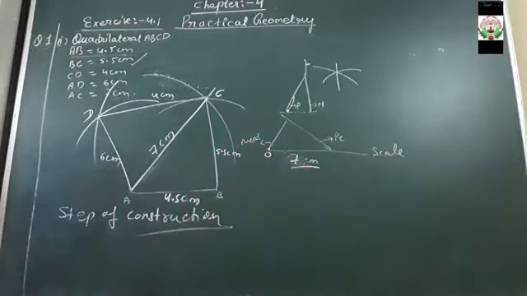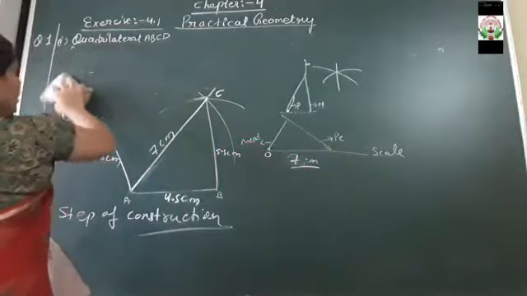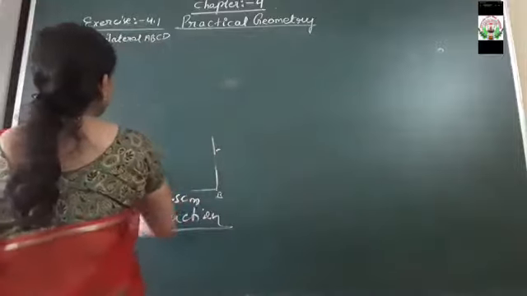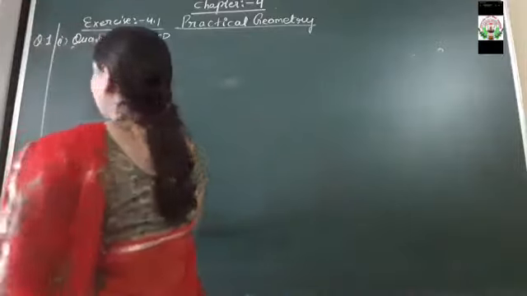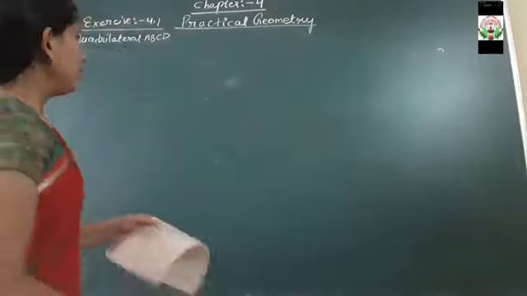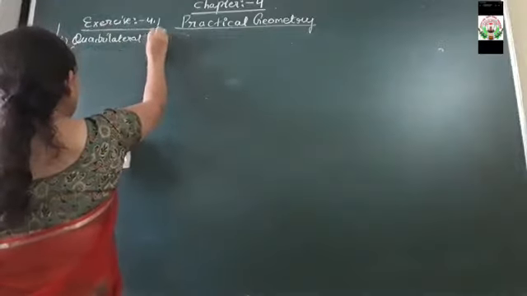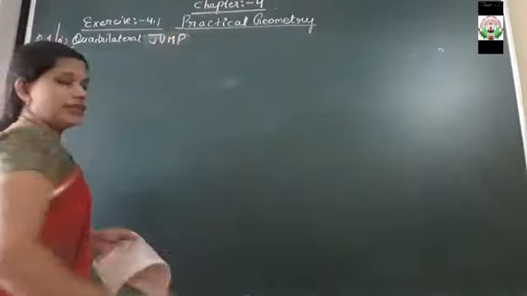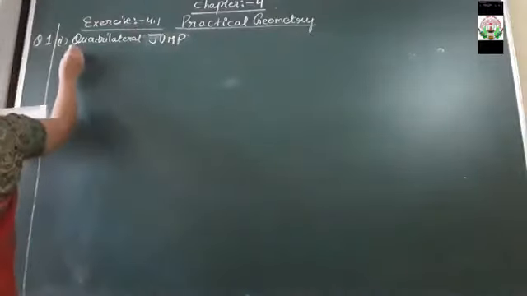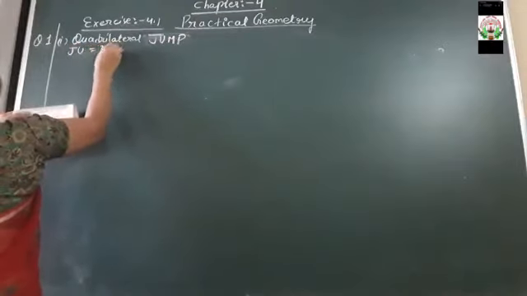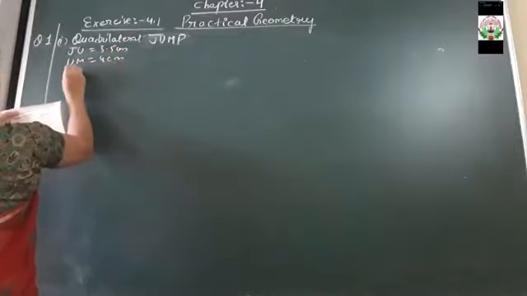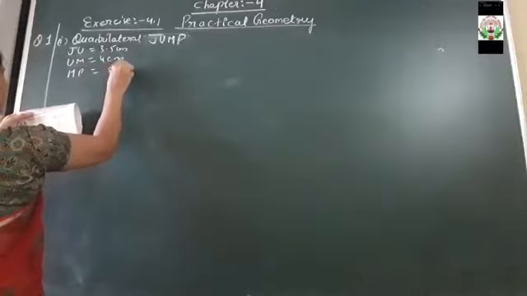Second question. What is the second question we are having? We have to create a quadrilateral. Again you have to draw a quadrilateral of the given measurement from exercise 4.1. Okay, so here is 4.1, question number 2. The name of the quadrilateral is given here, JUMP. The measurement is given as JU is equal to 3.5 centimeter. Clear? UM is given as 4 centimeter. MP is given as 5 centimeter.